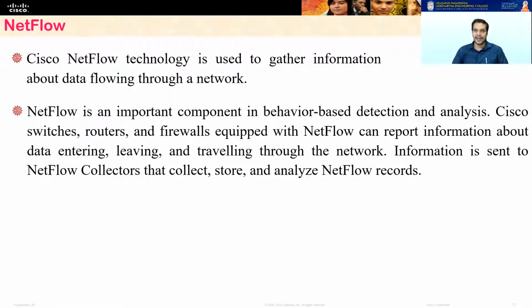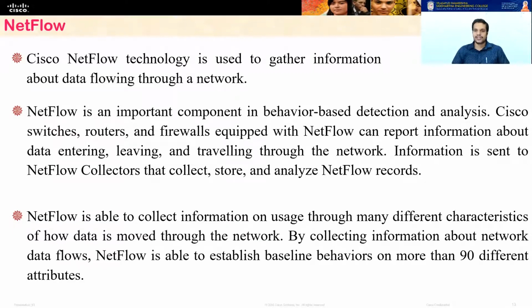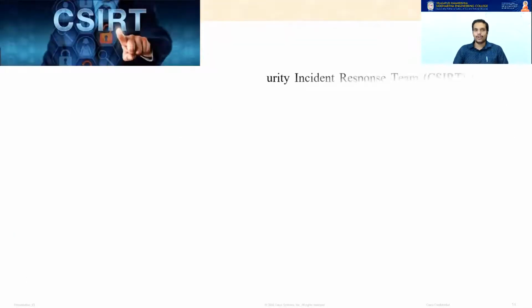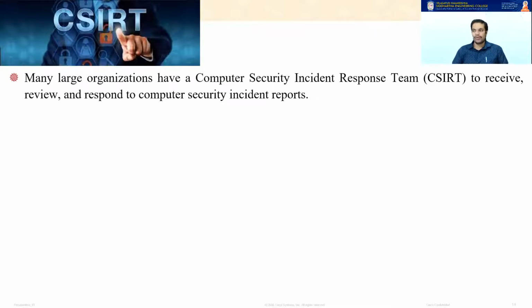What it does is it actually gathers all the information that flows through this network. So it contains information like data entering, leaving, and flowing through the network. And then this information is sent to the NetFlow collectors, which store this information and analyze these records. Based on these records, NetFlow, maybe within minutes, can establish baseline behaviors for the users based on different attributes. So once you collect these behaviors, you will be able to find out if there is any abnormal behavior when compared to the normal behavior of a user.